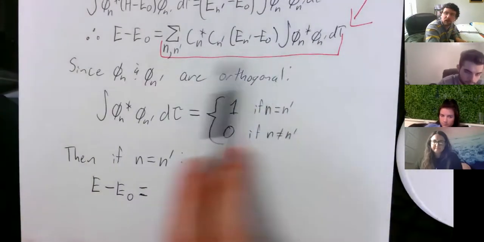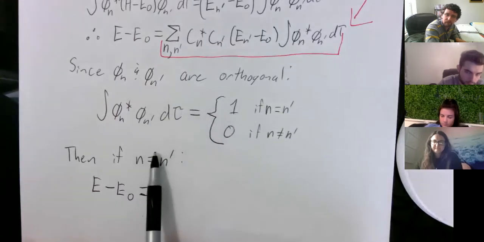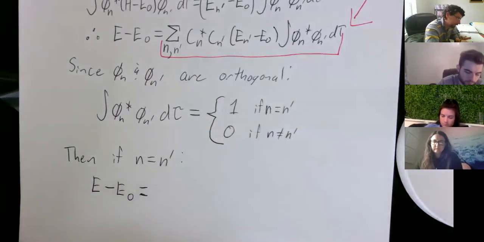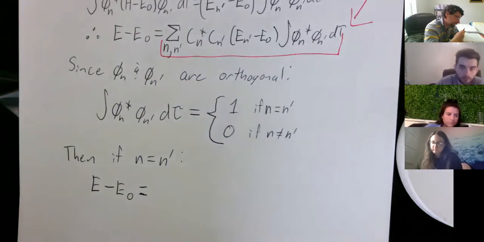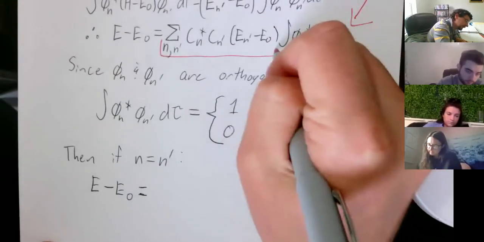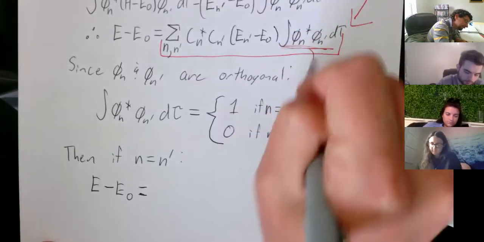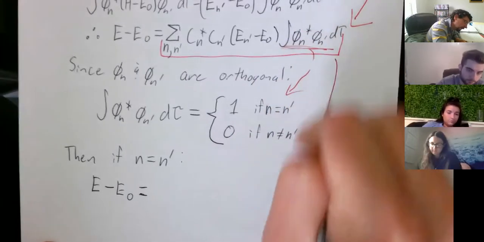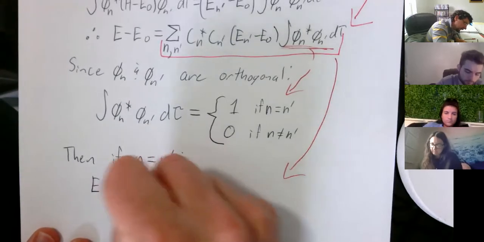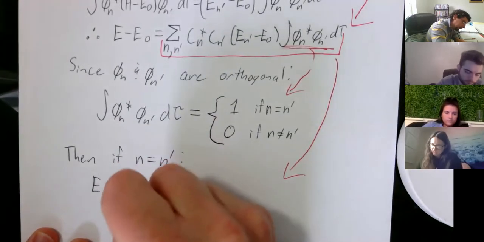So what part of this term goes away if n is equal to n prime? Just the entire integral part. Yeah, that part along here. So now all of this is going to become that, and we just leave off that integral at the end.